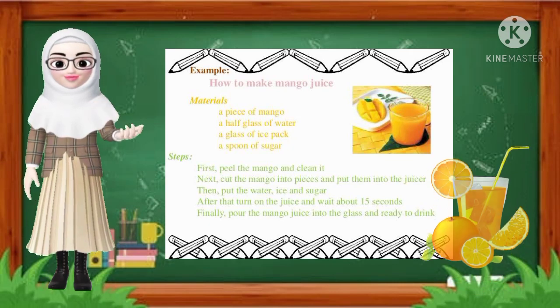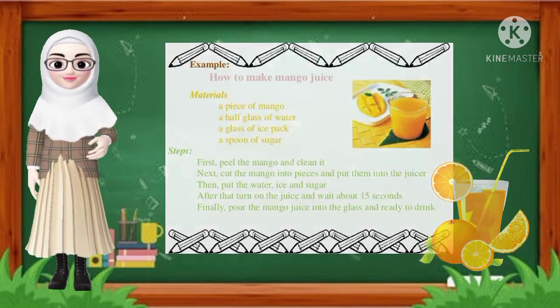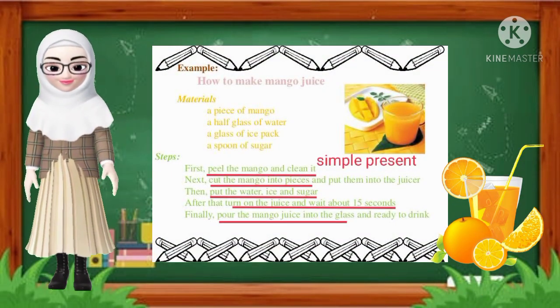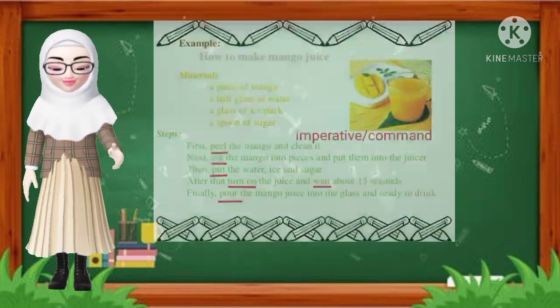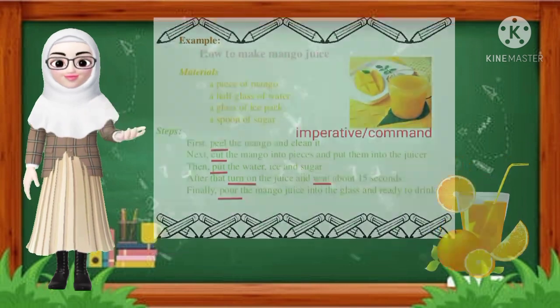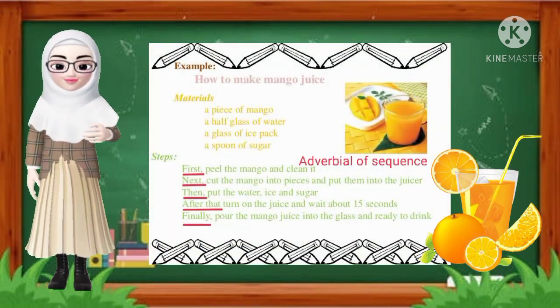Now, let's have a look again at the text and analyze the language features in the text. The underlined words indicate simple present tense. Here, the underlined words indicate imperative or command. And the underlined words here are adverbial of sequences.